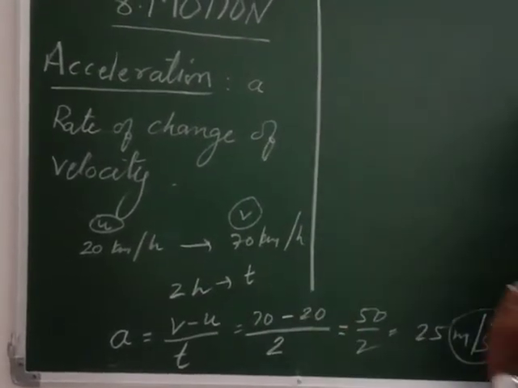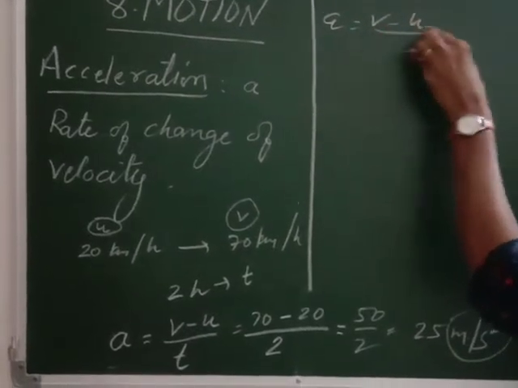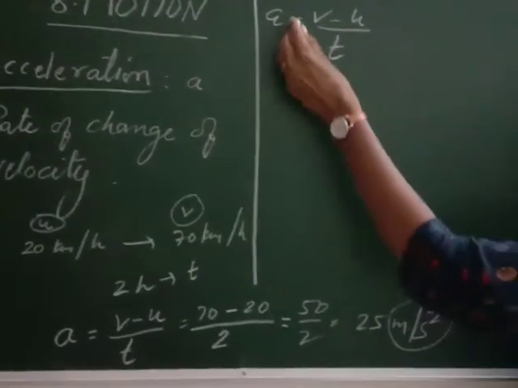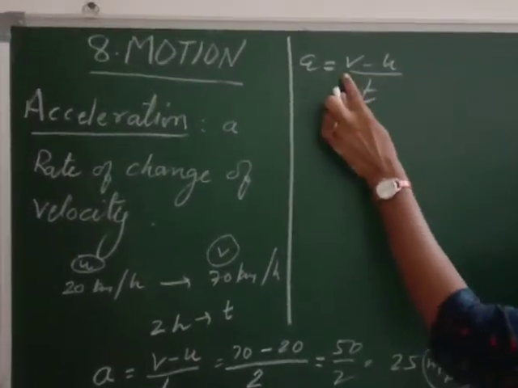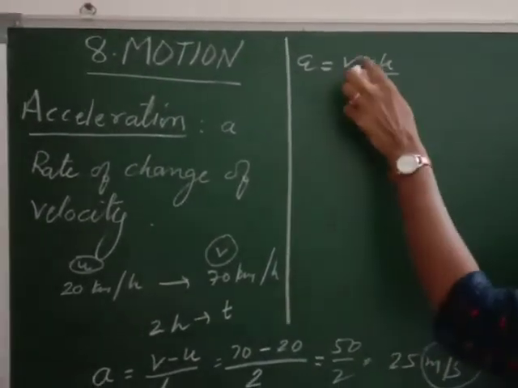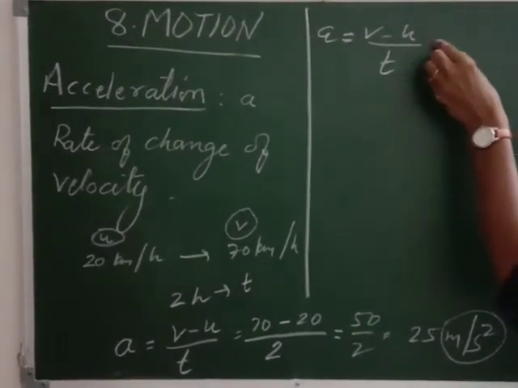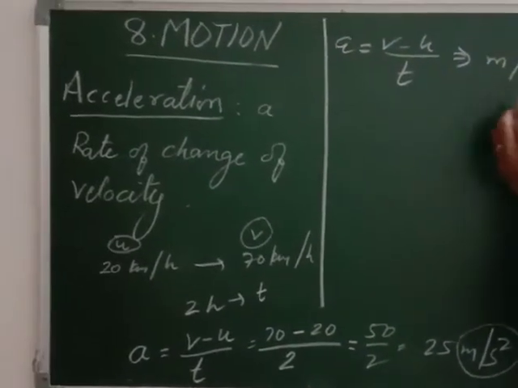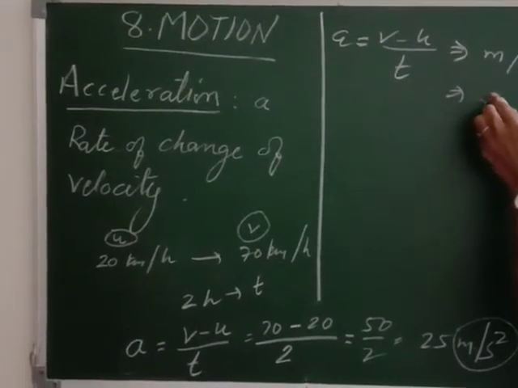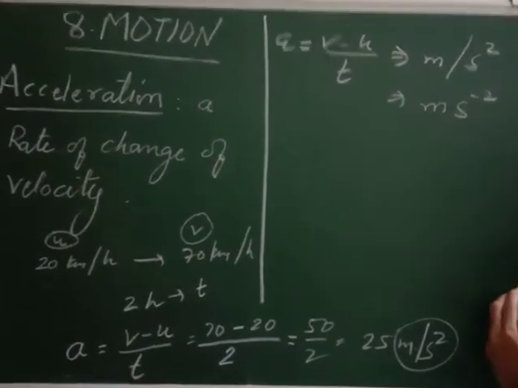So let us write the formula. a is equal to v minus u by t. If my acceleration is coming negative, that means my velocity is decreasing. So that is retardation. And what is the SI unit of acceleration? Meter per second square, or it can be written like m s raised to minus 2.